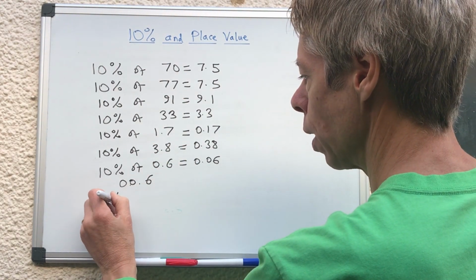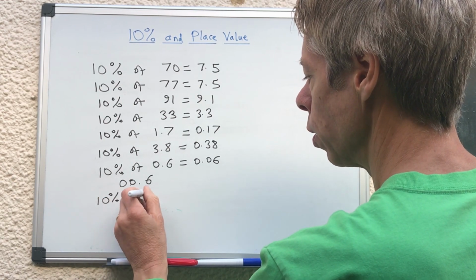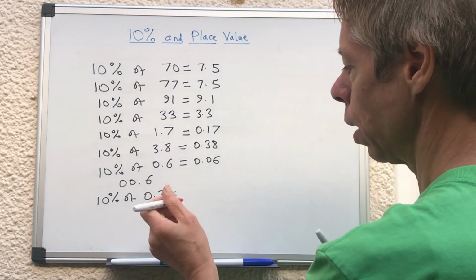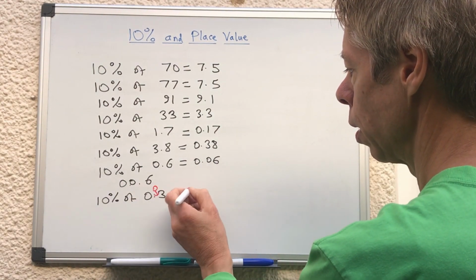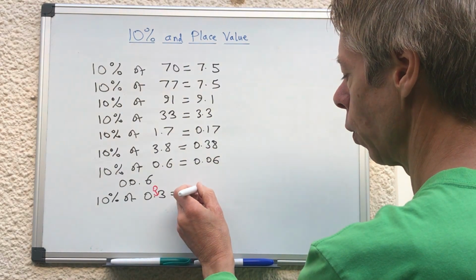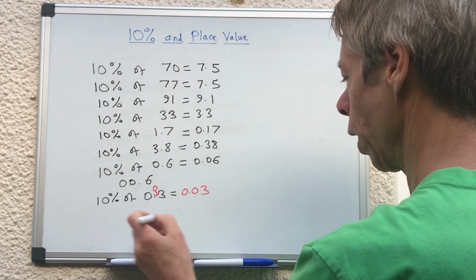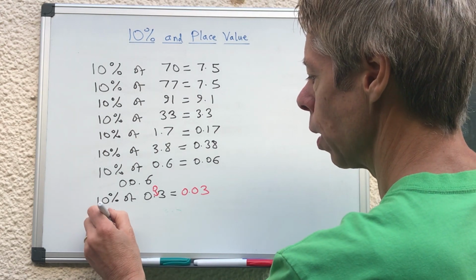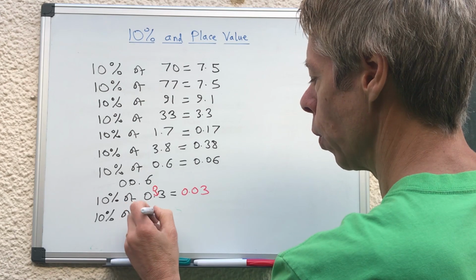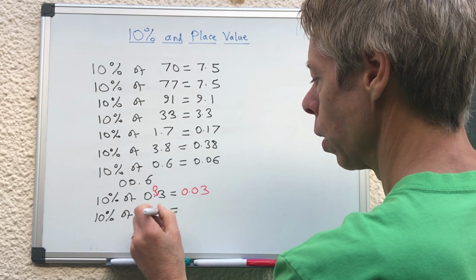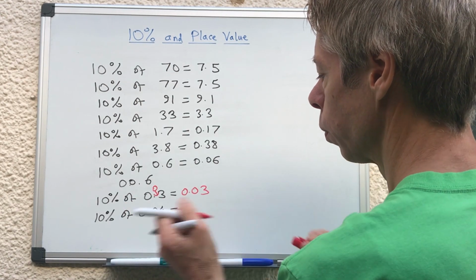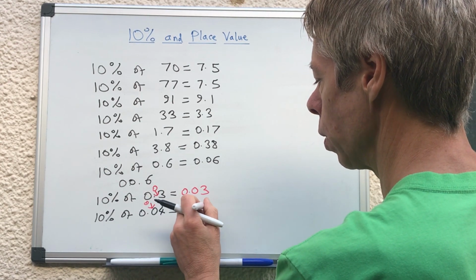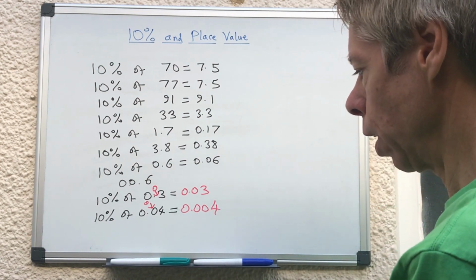Okay, so 10% of 0.3, we're going to slide in an extra 0 here, so that will give you 0.03. Or if you've already got a 0 in there, so 10% of 0.04, you're just going to add another 0. So add in another 0 will give you 0.004. Excellent.